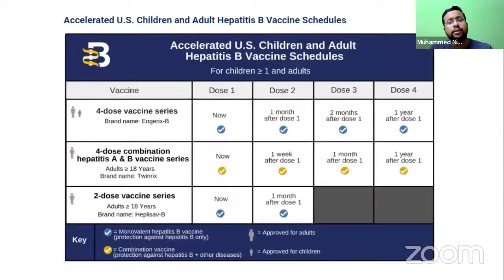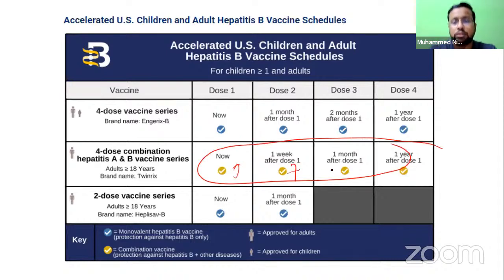Actually, this depends upon the vaccine that you're using. If you're using Engerix B, the schedule is 0, 1 month, 2 months, and then 1 year. Then you have another schedule where you combine hepatitis A and B vaccine, that is 0, 7, that is 1 week, then 21 to 28 days, and 1 year. So this is this option. It can be 0, 7, 21 to 28, and 1 year.